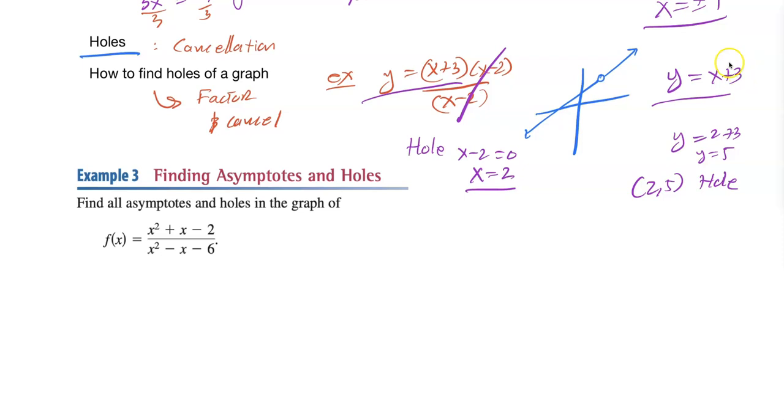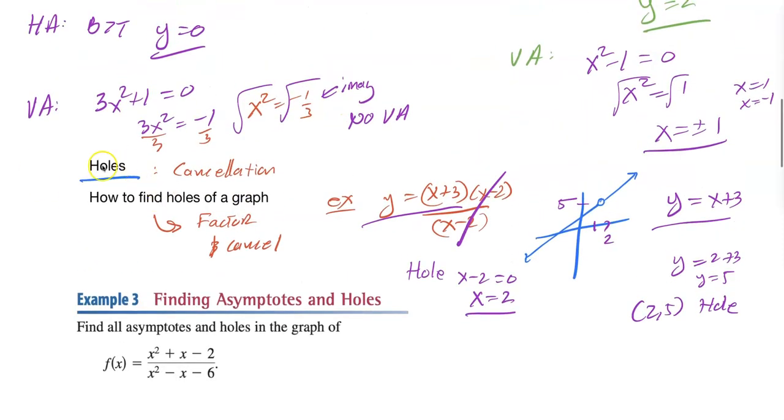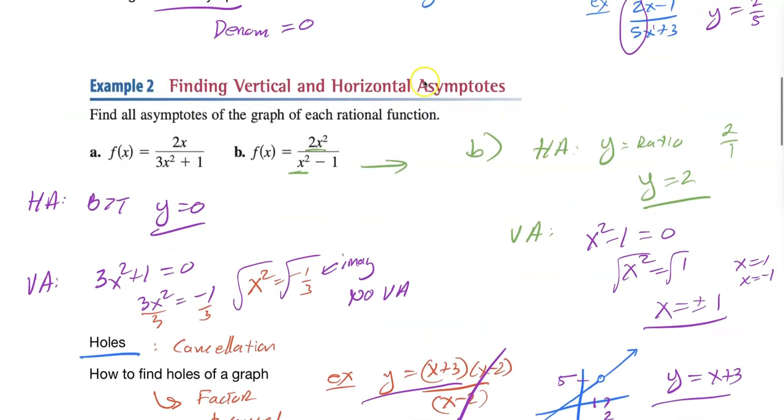How do you graph it? Well, you graph y equals x plus 3, kind of like this actually, right? Y equals x plus 3, and then put a hole at 2, 5. So that actually works out perfectly. So those are the 3 types of things that could affect your graph. We have a hole. Anytime there's a cancellation, you got to factor it out to find it. And we have horizontal and vertical asymptotes. Remember, horizontal is the powers, vertical is the denominator equals 0.